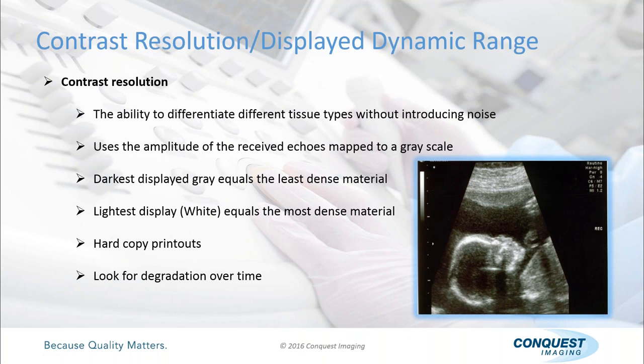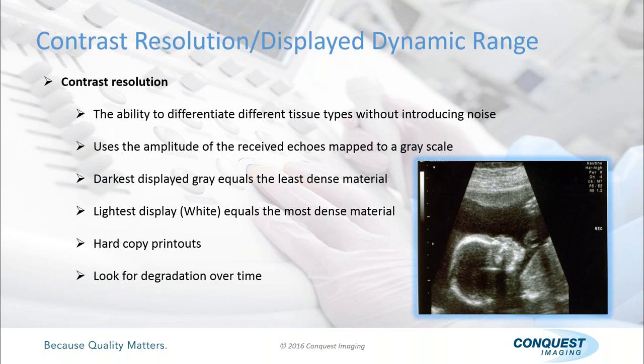Contrast resolution, which is also called displayed dynamic range, is the ability to differentiate different tissue types without introducing noise. And we already looked at the six different density materials. Basically, the way the system works is it uses the amplitude of the received echoes mapped to a grayscale. And clearly, the more dense the material, the larger the echo is going to be.